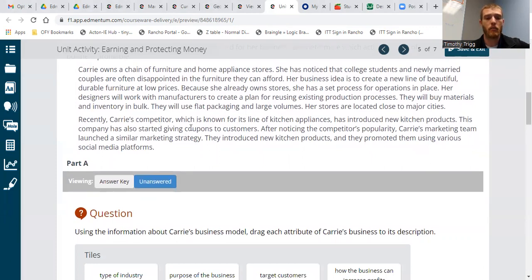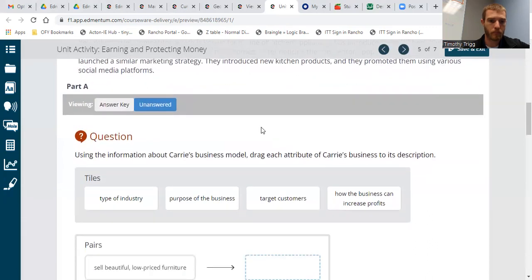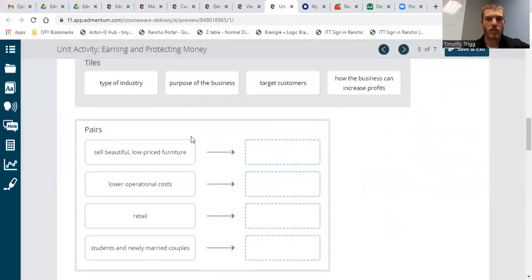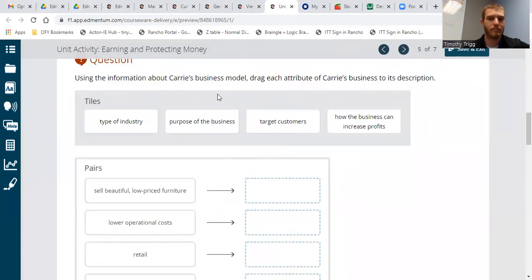Recently, Carrie's competitor, which is known for its line of kitchen appliances, has introduced new kitchen products. This company has also started giving coupons to customers. After noticing the competitor's popularity, Carrie's marketing team launched a similar marketing strategy. They introduced new kitchen products and promoted them using various social media platforms. We actually didn't need to read all that because this is all pretty obvious.